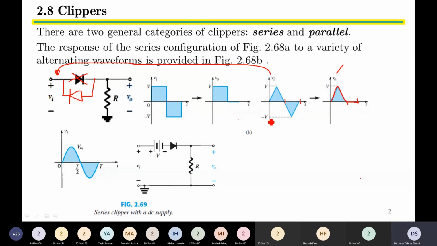By doing so, when we apply the same input voltage, we will get a voltage that is 0 from time 0 to time pi, and then from time pi to time 2 pi we will get the negative part of the input voltage. So this will be done when we reverse the connection of the diode.